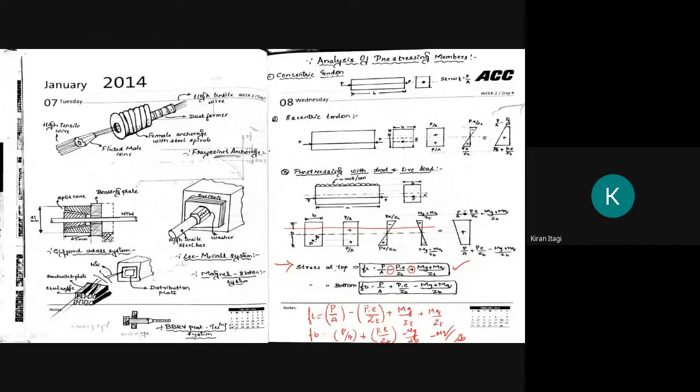Remember any one. For the top fiber, the middle one, that is the bending stress, will be negative, and the remaining parameters will be positive. Okay. At the bottom, here it is P upon A plus P into E upon Z, and this is negative. Okay. At top, the second one is negative, and at the bottom, the third one is negative.